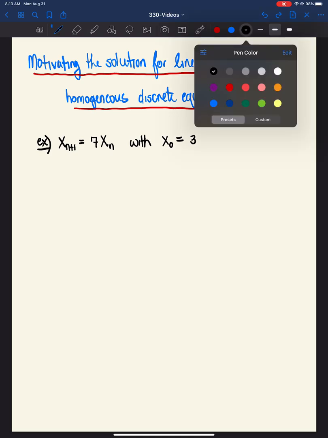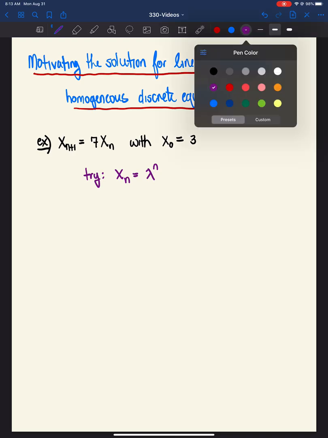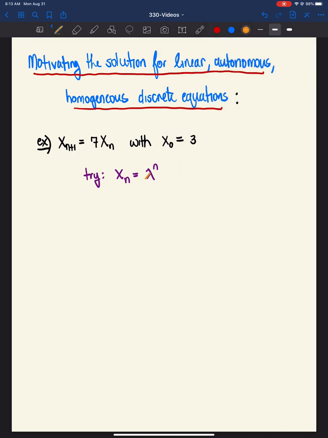So last week in class, we discussed that we would try solutions of the form x_n is equal to some number, lambda, raised to the nth power. And our job was trying to figure out what is lambda. If we're able to find a value of lambda, we would effectively have the solution to our problem.